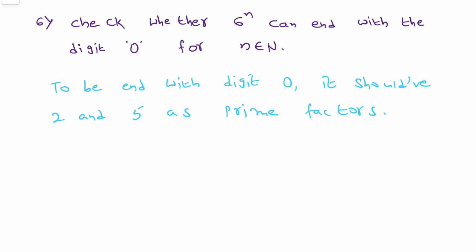So now he is speaking about the number 6 power n, right? 6 power n is equal to (2 times 3) power n. Any number, if it needs to end with the digit 0, definitely should have 2 as well as 5. Both, I repeat, 2 and 5, should be there compulsorily in the prime factorization. Here, number 2 is there, but number 5 is missing. So we can say that it won't end with the digit 0.